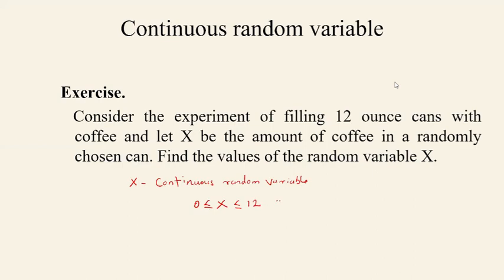Or you can write x belongs to [0, 12], because 0 is also included and 12 is also included, right? So these are the ways of specifying the random variable. You can write it in one way, or you can use this notation also to specify the values of the random variable, right?